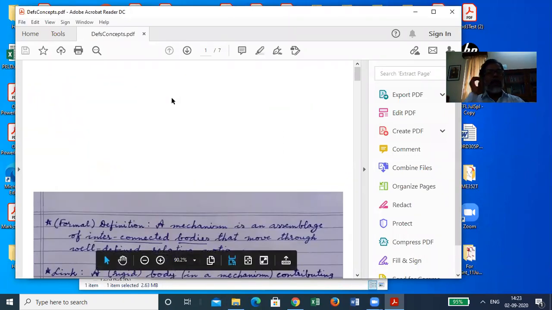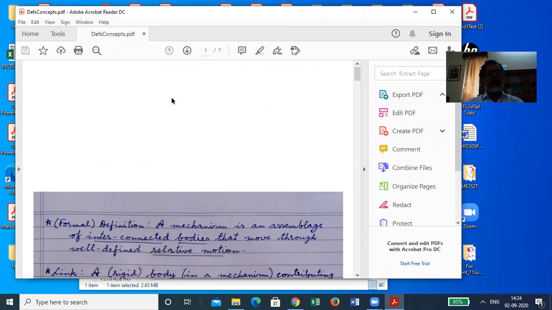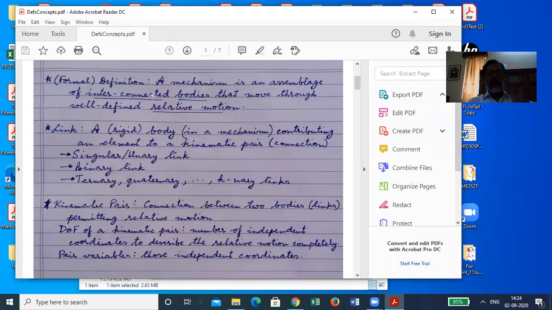In the previous lecture, I just outlined the course and discussed a few fundamental things about geometric constructions. Now, in this lecture, we will concentrate on the standard basic definitions and fundamental concepts. Okay. So, the formal definition of a mechanism is given something like this.